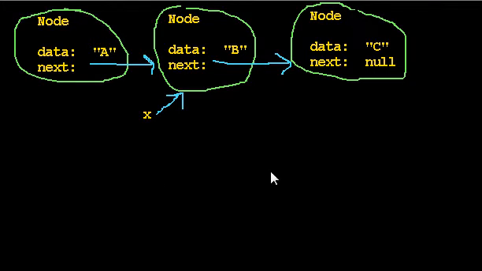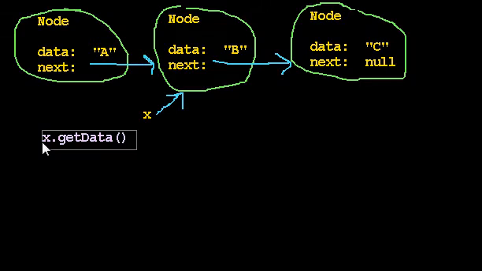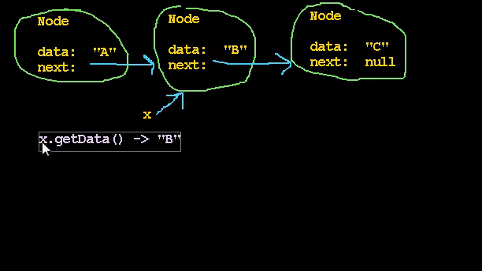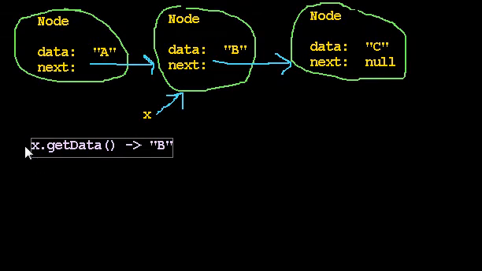Well, if we think back to our node class and remember that one of the things we can ask a node is getData, then sure, we can ask x.getData, and that should get for us the value b. So the value of the expression x.getData is b.